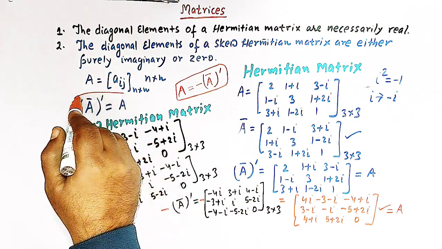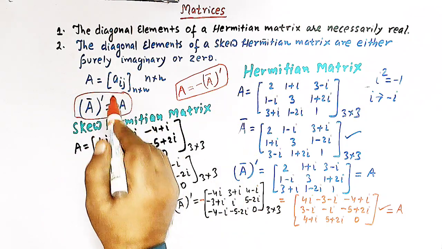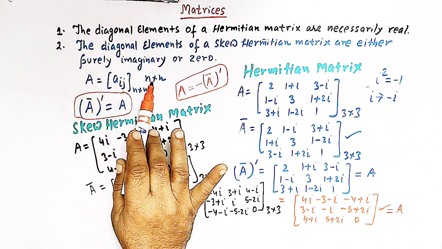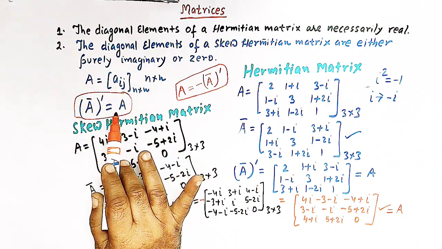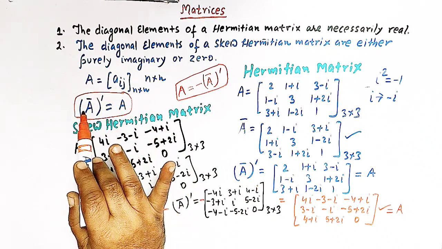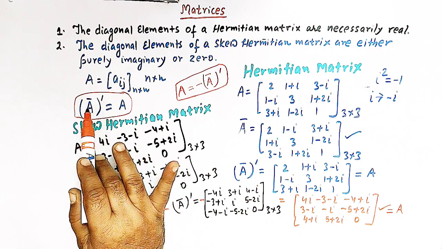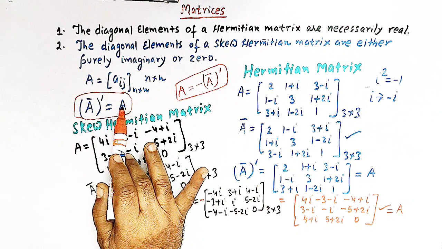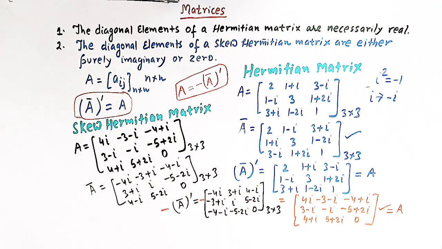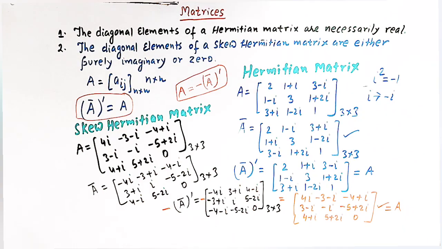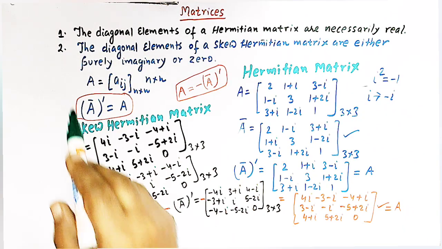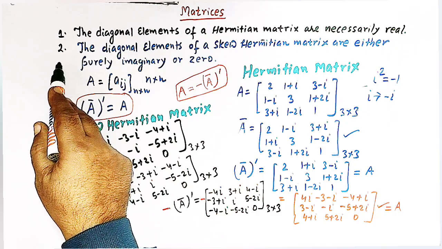And in case of a Hermitian matrix, if the matrix A is a square matrix of order n, and if the matrix A is equal to the transpose of the complex conjugate of matrix A, then the matrix A is said to be a Hermitian matrix, right? So now let us prove these two results.